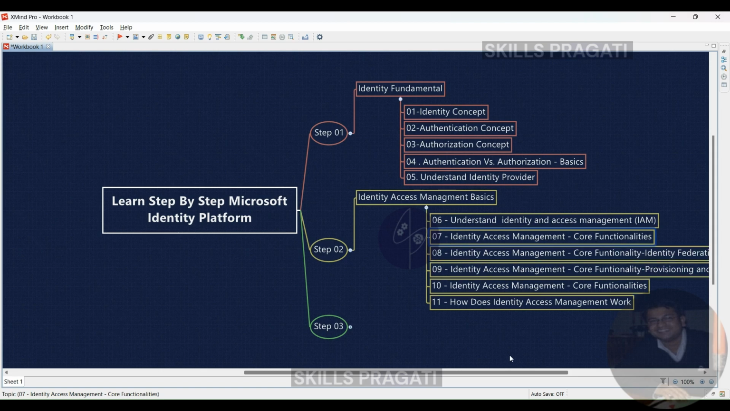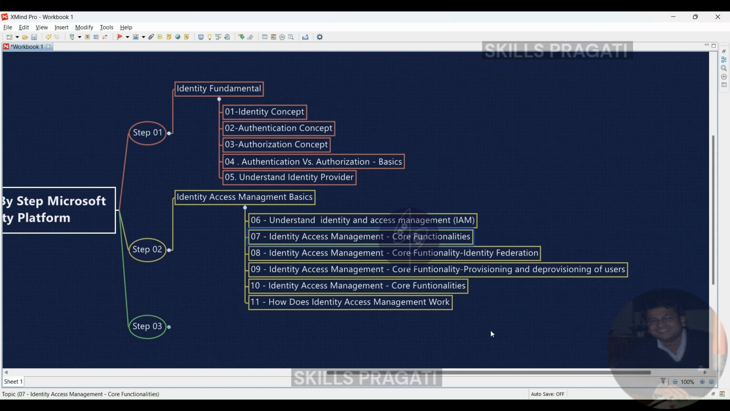IAM systems offer core functionalities such as user authentication, which verifies the identity of users, access control, which determines what resources users can access, and identity federation, which enables users to access resources across multiple systems using a single set of credentials. Identity federation allows users to access resources across multiple systems and organizations using a single set of credentials. This simplifies the user experience and reduces the need for users to manage multiple accounts and passwords.